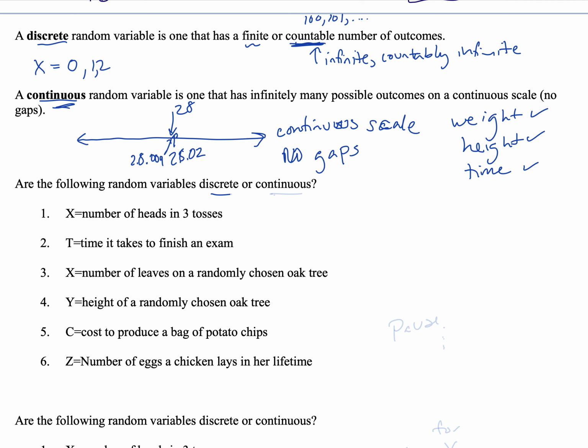So here are a few examples of random variables. I'd like you to take a moment and think about whether they are discrete or continuous, and then I'll go through each one. First, random variable X is the number of heads in 3 tosses. T is the time it takes to finish an exam. X is the number of leaves on a randomly chosen oak tree. Y is the height of a randomly chosen oak tree. C is the cost to produce a bag of potato chips. And Z is the number of eggs a chicken lays in her lifetime. So pause, think about those for a minute, and decide whether they are discrete or continuous random variables.